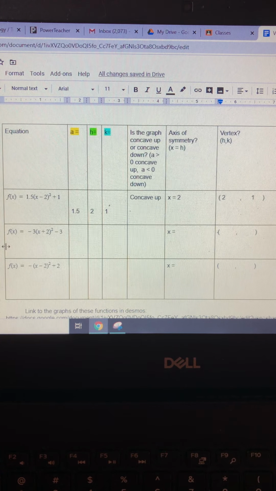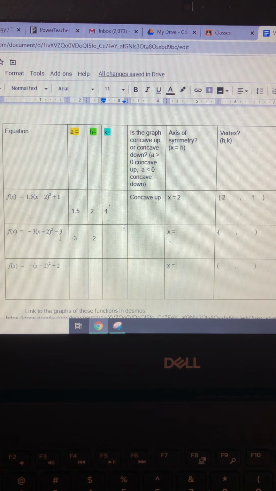h is going to be the opposite of the value we see being added or subtracted to x inside the parentheses. So inside the parentheses, I see x plus 2. The opposite of plus 2, or a positive 2, would be a negative 2. So h for this particular parabola will be negative 2. And k is going to be the value of the number being added or subtracted outside of the parentheses, which in this case is going to be negative 3. So I have identified that a is negative 3, h is negative 2, and k is negative 3.